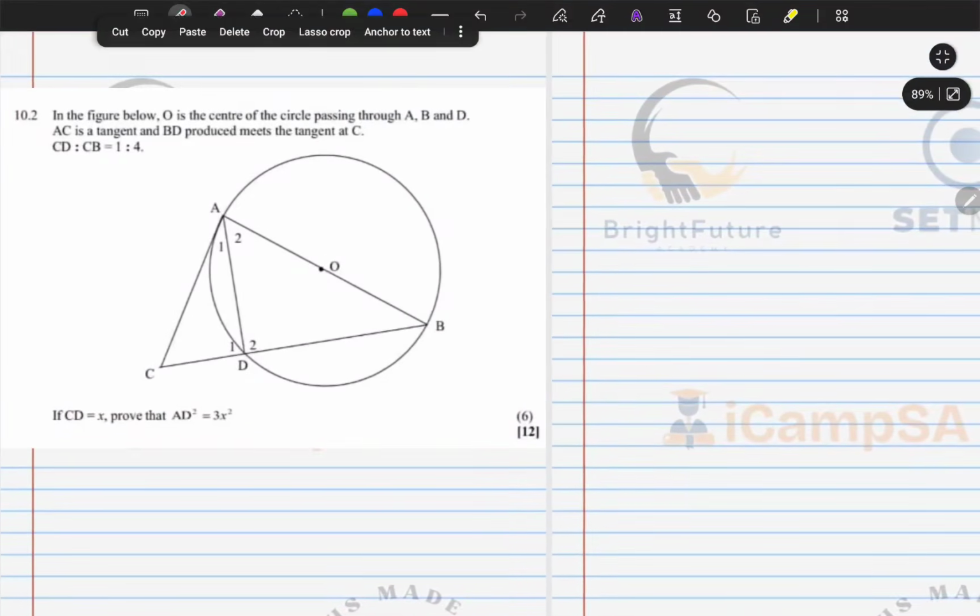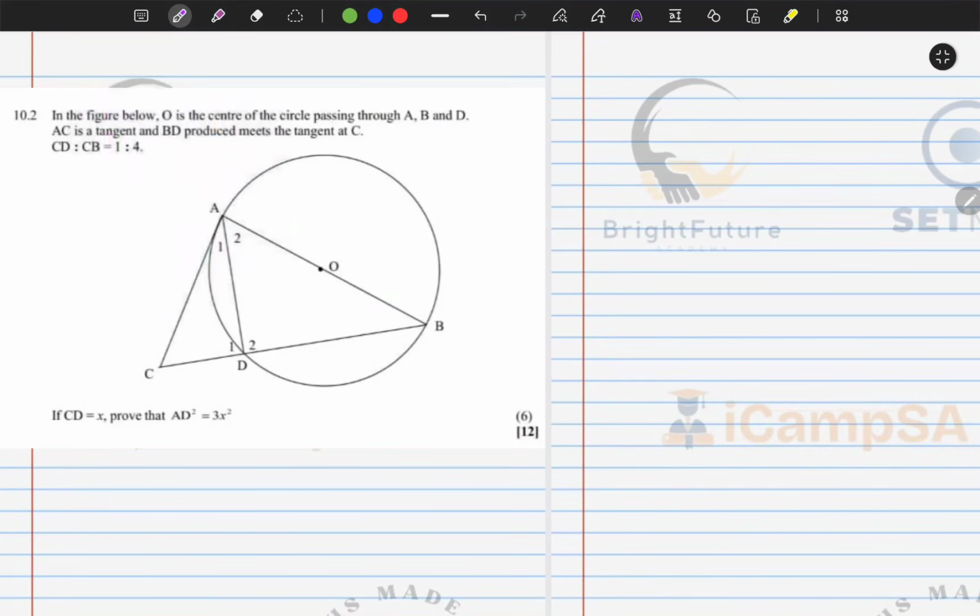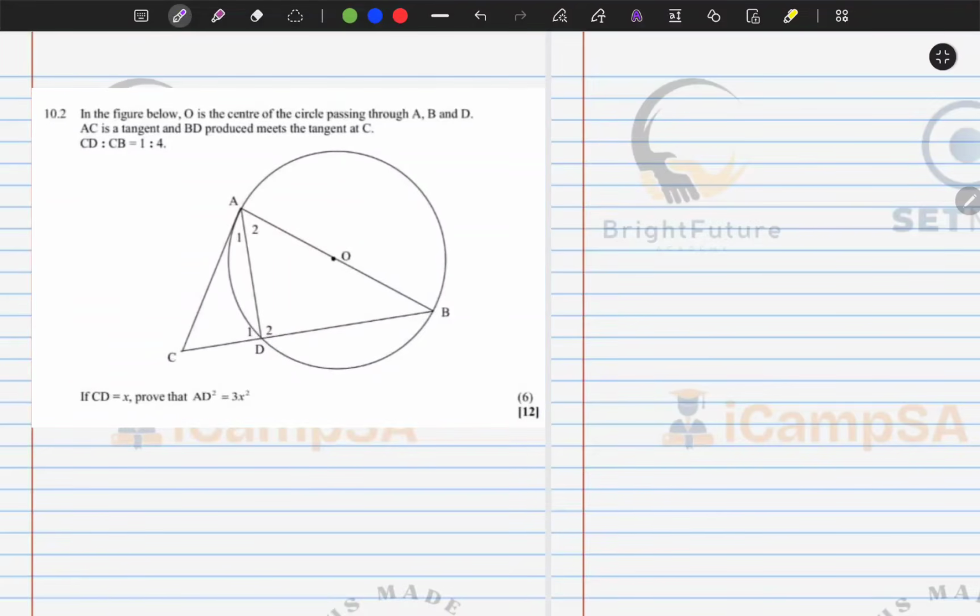So you will see that we are given this figure here. Let's make it slightly smaller. And a statement that reads, in the figure below, O is the center of the circle passing through A, B, D. Okay, and then we are told AC is a tangent and BD is produced to meet the tangent at point C. And we are told the ratio of CD and CB is 1:4. Okay, and then we are required to prove that such is the case.